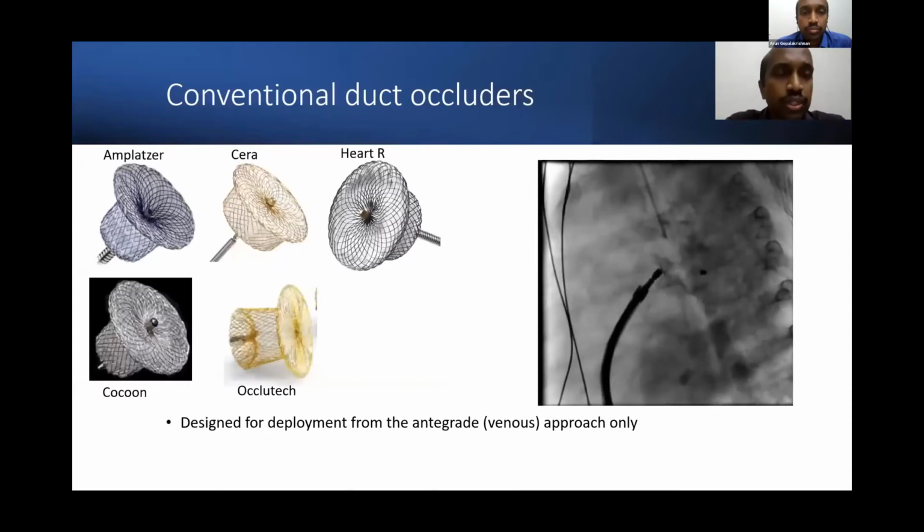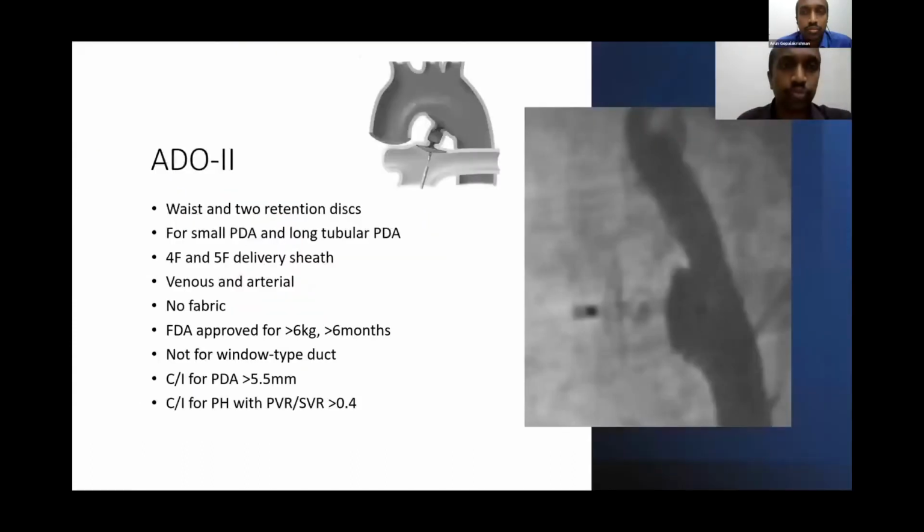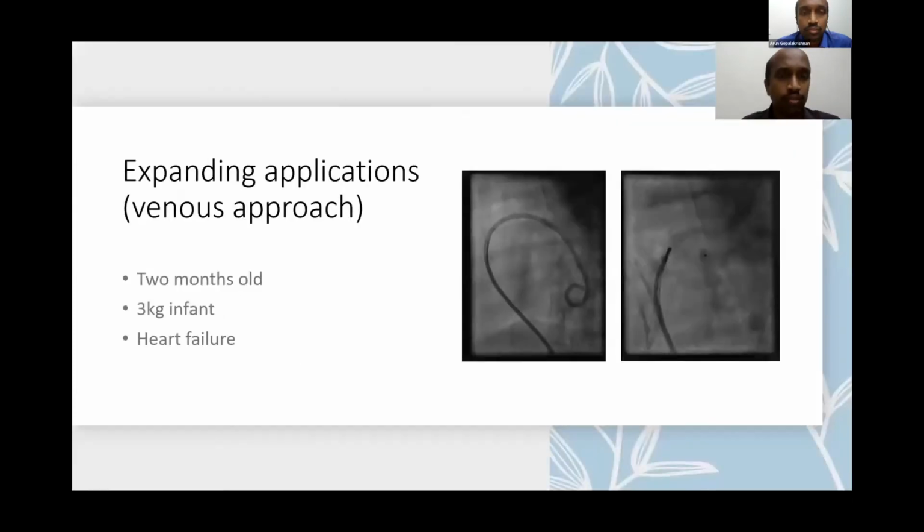The conventional duct occluders, that is the Amplatzer duct occluder and its congeners, are all designed for deployment from the antegrade venous approach only, because it has a large disc which is meant to be positioned in the aortic side. This is unlike the ADO2 device, which permits deployment through both the venous and the arterial approach. And this has no fabric. That is the essential difference between an ADO1 and an ADO2, besides the presence of the two retention discs, and it cannot be used for window type ducts or for hypertensive ducts.